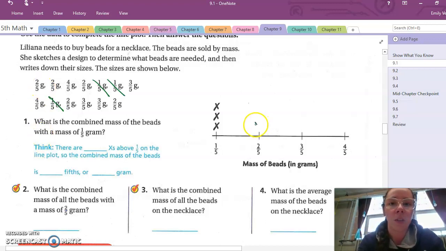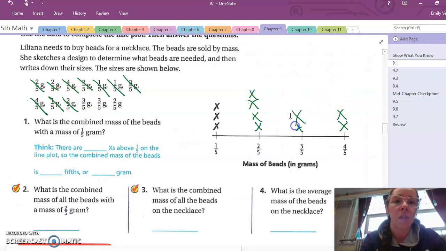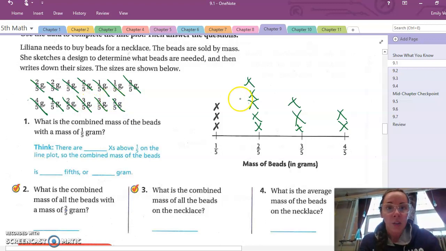Okay, then there's a 2/5 and another 2/5, a 4/5, a 2/5. I always cross it out after I'm done because if I cross it out before, then if I forget what I was doing, I don't know where I'm at. 3/5, 4/5, 2/5, 3/5, whoops, 3/5, and 2/5. Okay, so there's our line plot. Pretty easy to go ahead and build one of those, isn't it?